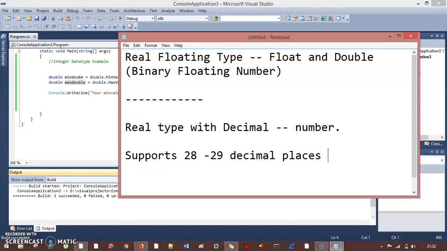But if it supports this many digits of precision, then basically it is slow. The decimal type is really very slow, as it needs a lot of space in memory. That's why it is slow compared to float or double. Float is very fast because it has 7 decimal precision, but decimal has 28 to 29 decimal places of precision, so that's why it is slow, but it has higher accuracy. We'll see one example over here of why it has higher accuracy.